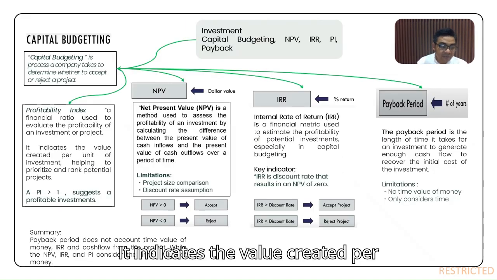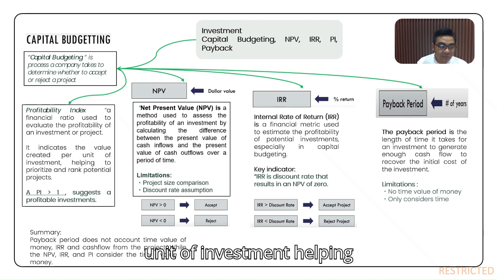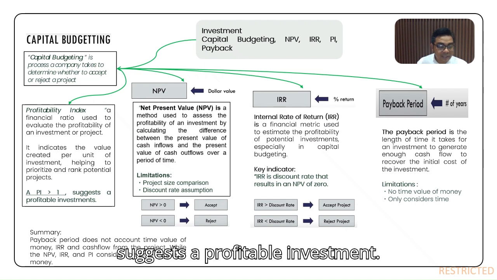It indicates the value created per unit of investment, helping to prioritize and rank potential projects. If the profitability index is greater than 1, it suggests a profitable investment.